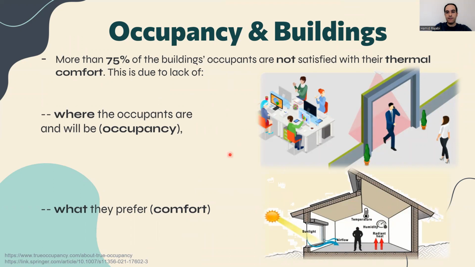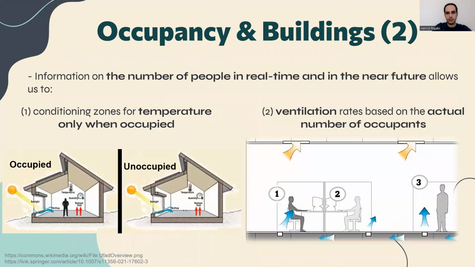Furthermore, more than 75% of occupants in commercial buildings are not satisfied with their thermal comfort. And that is due to the lack of information on occupancy and comfort. Occupancy is where the occupants are and will be in the near future, and comfort is what they prefer while they are inside buildings. Therefore, we need detailed occupancy information about the number of people in real time and in the near future for each zone, which allows us to condition zones for temperature only when they are occupied, and also adjust ventilation rates based on the actual number of occupants.